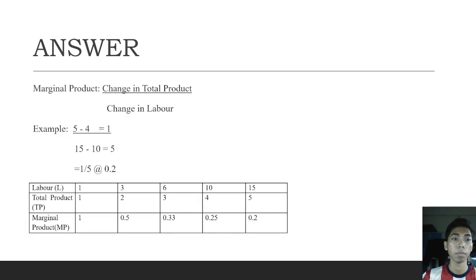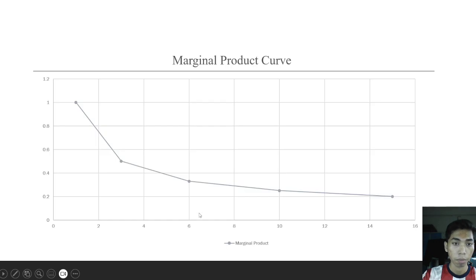Okay, so the answer is marginal product equals change in total product per change in labor. For example, we take 5 minus 1 equals 1 and 15 minus 10 equals 5. So the answer will be 1 over 5, or 0.2. So these are all the answers that we get, and we need to plot them in the graph. So this is the marginal product curve that we get when we calculate all the answers.